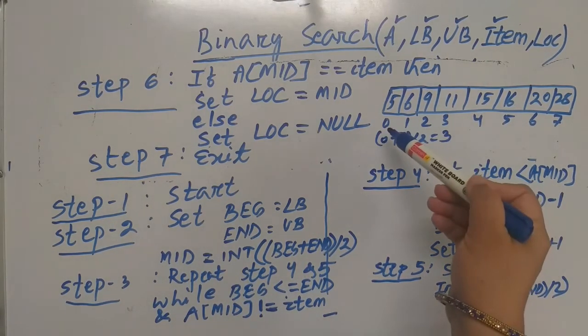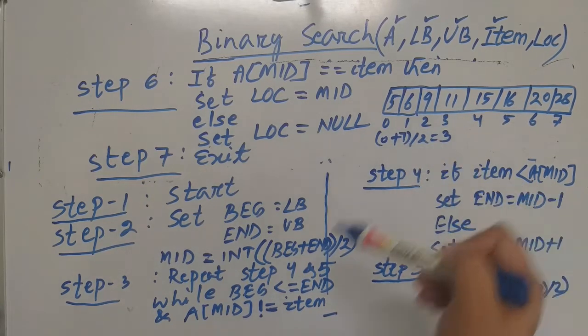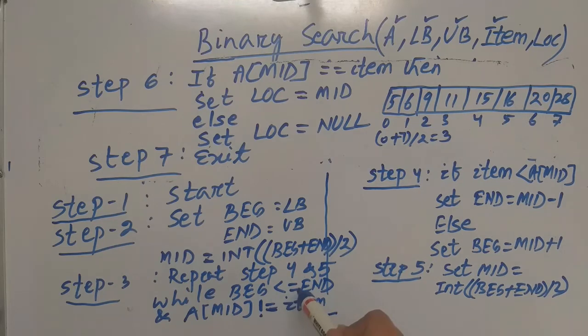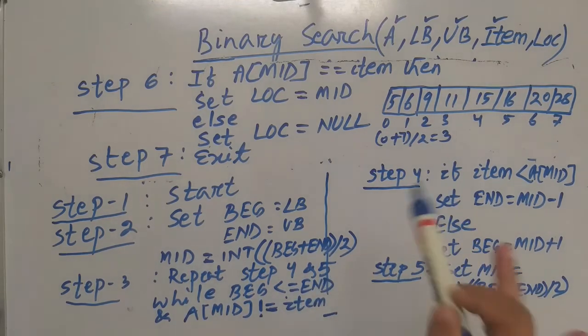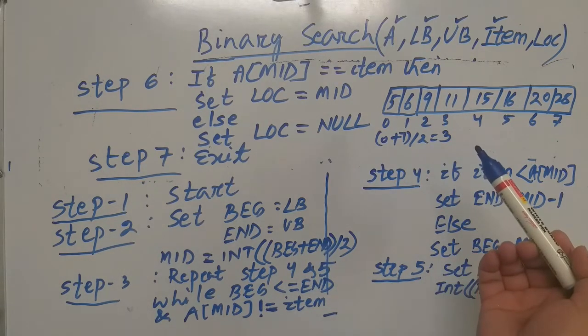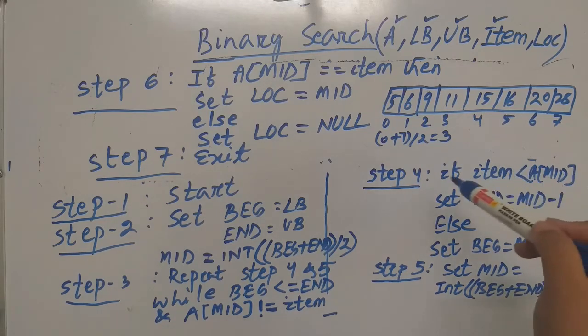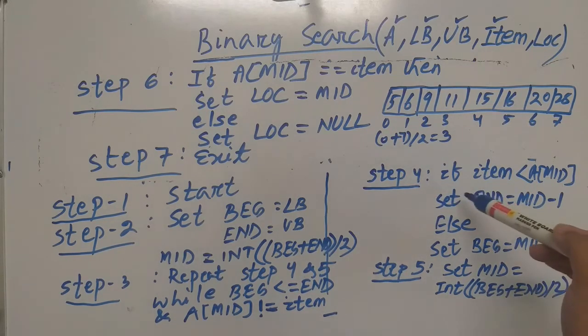So as long as begin is less than or equal to end, we search. When it is no longer so, we end our algorithm. And A[mid] is not equal to item, so whenever we find our item, we stop the algorithm. Then next, in step 4, what do we write?